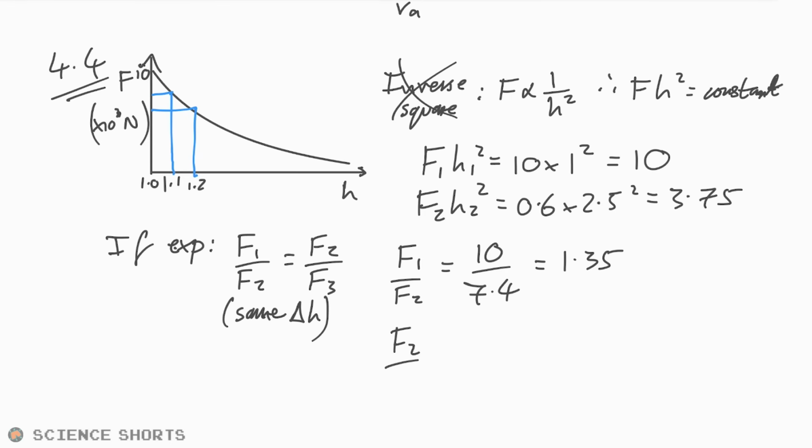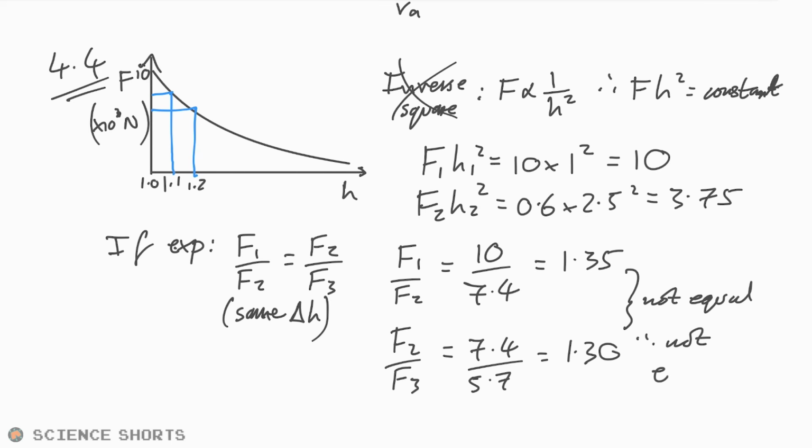And then f2 divided by f3. So we're going to take our 7.4 again. We're going to go over to 1.2. And that ends up being just a little bit above, I'm going to say 5.7. That's about right, maybe slightly off, but it doesn't matter, I don't think. And that gives us 1.30. So not equal, therefore not exponential. However, it's not a huge difference, so it could be.